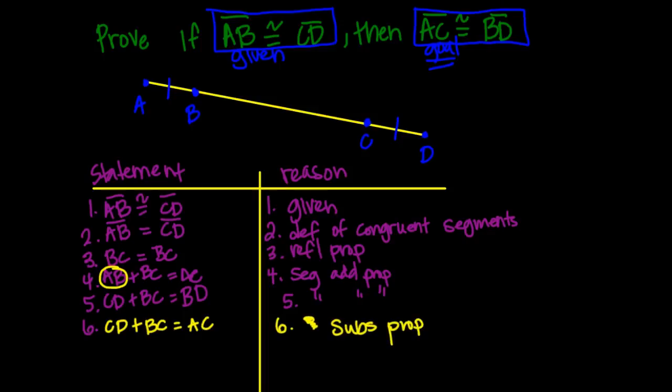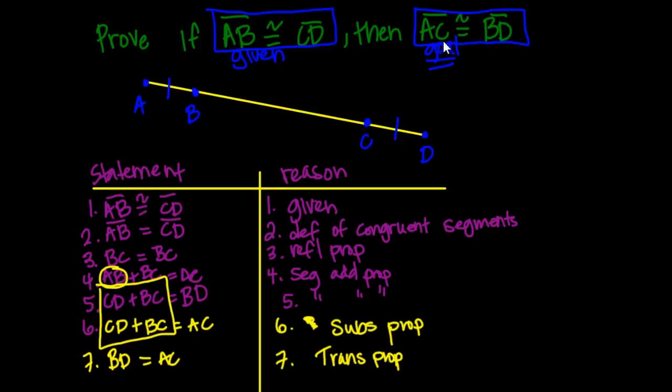All right, so now what can I do? Remember what my goal was: AC is equal to BD. Can I say that now? Look, these 2 are the same. BD is equal to CD plus BC, and AC is also equal to that. So doesn't that force BD to be equal to AC? Absolutely. That's the transitive property, right? BD is equal to the same thing that AC is equal to. So transitive property.